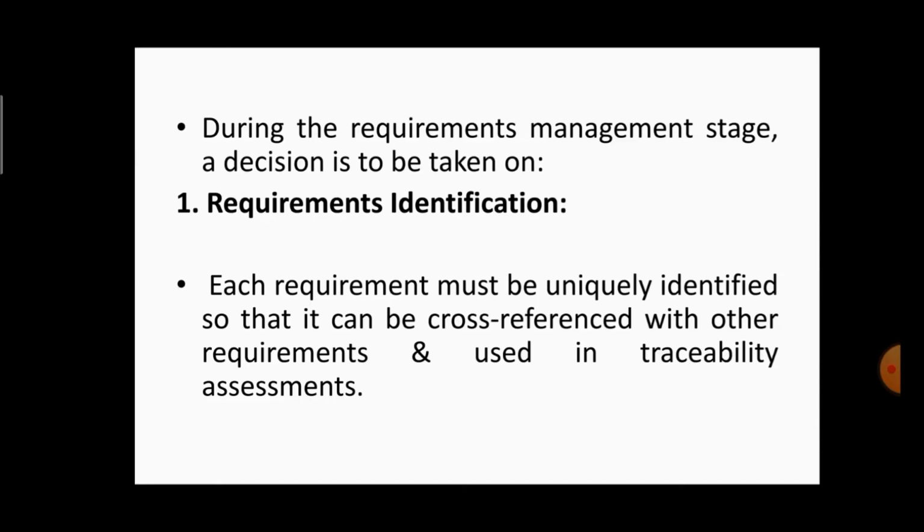See, during the requirement management stage, a decision is to be taken on requirement identification. Obviously, if you are managing the requirements, each requirement should be identifiable, because requirements should not conflict and can't be repeated. That's why each requirement must be uniquely identified so that it can be cross referenced with other requirements. You can cross check the requirement with the other requirements, right? So when you cross check, if any requirements are repeated, you can trace it without any problem, right? Getting guys?